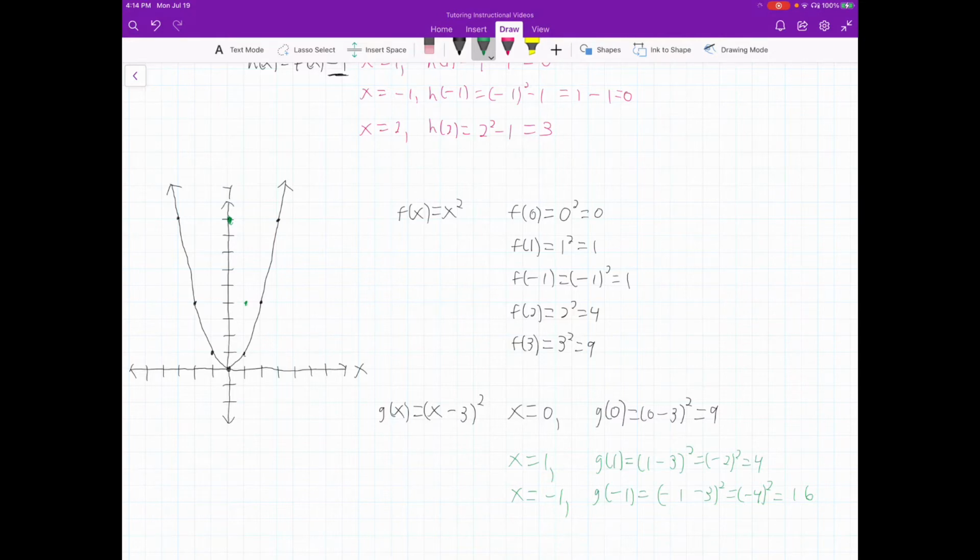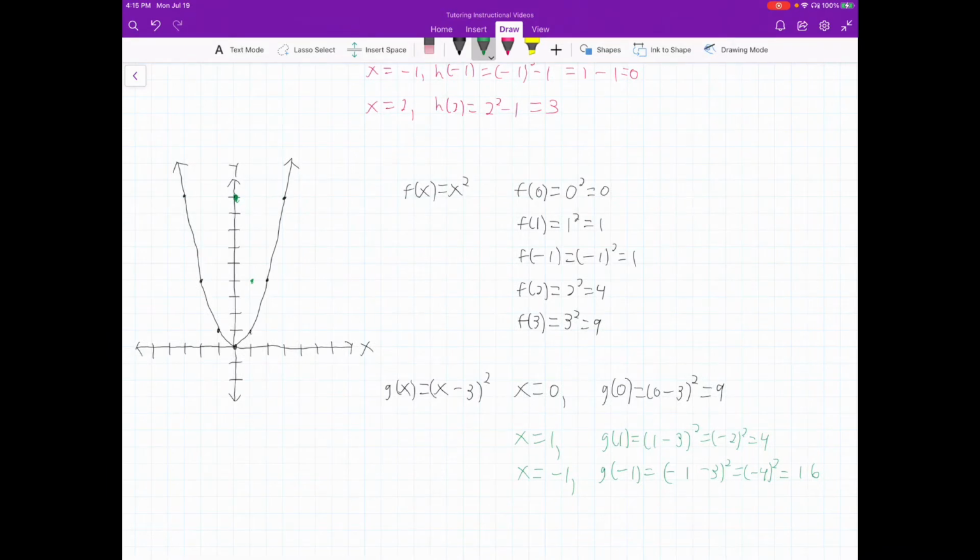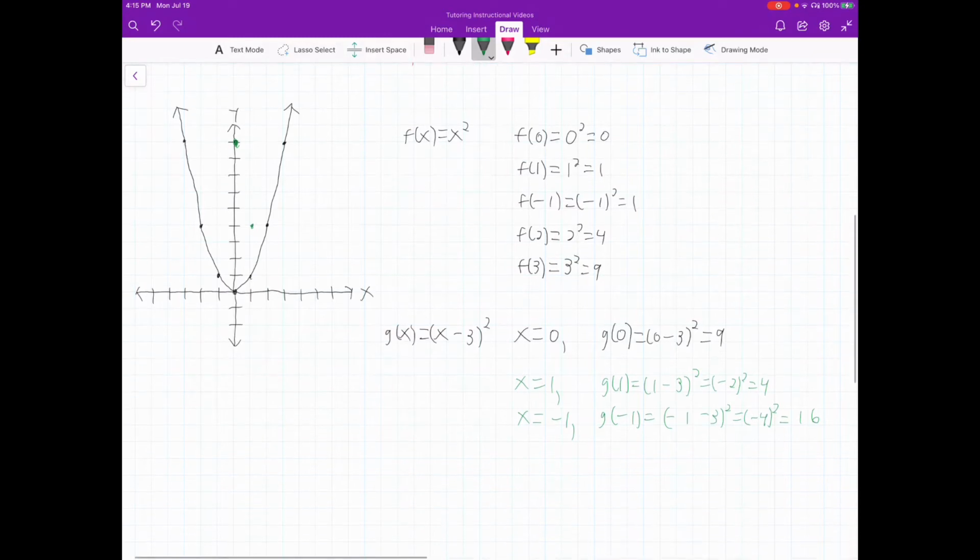I'm not even going to graph that point because it goes too high for my coordinate axes that I sketched. And actually, if I put x more and more negative, it's just going to make g even higher. You can check that for yourself, like try x is negative 2, negative 3, and so on. But for that reason, I'm going to just stick with positive numbers from now on for g. So let's say x is 2, g of 2 is 2 minus 3 squared, which is negative 1 squared, which is positive 1.